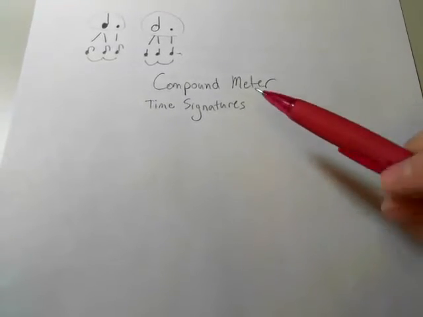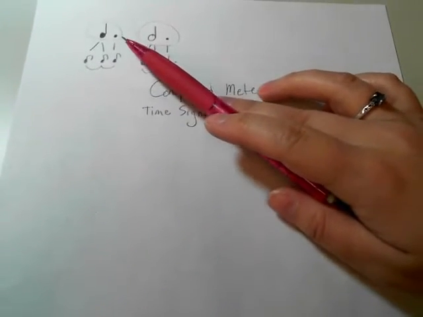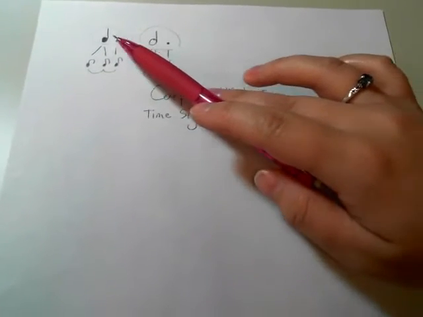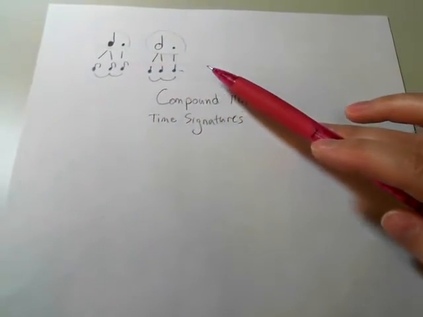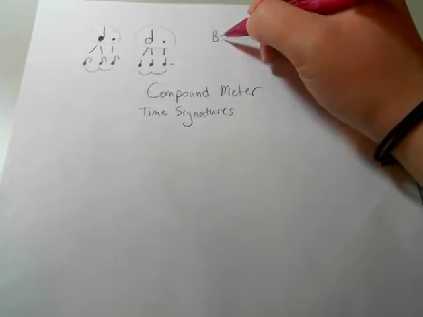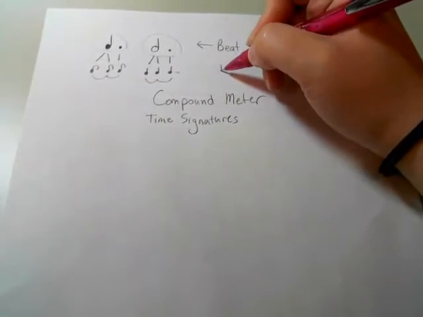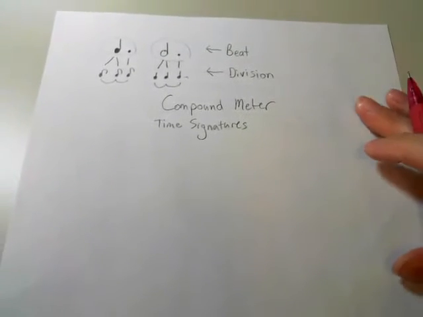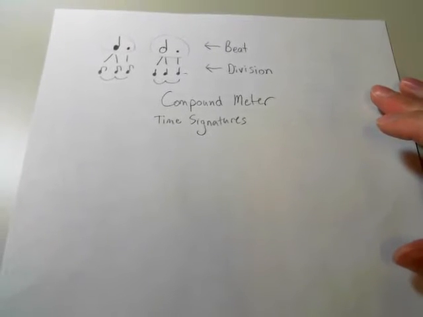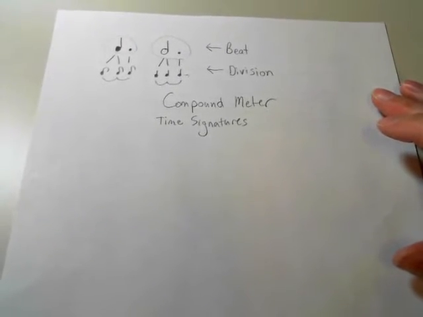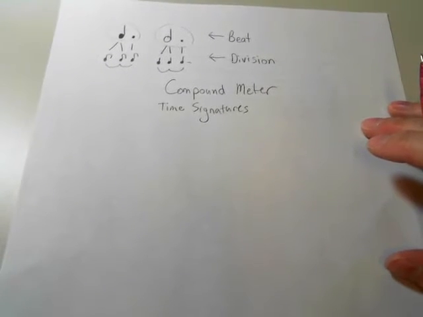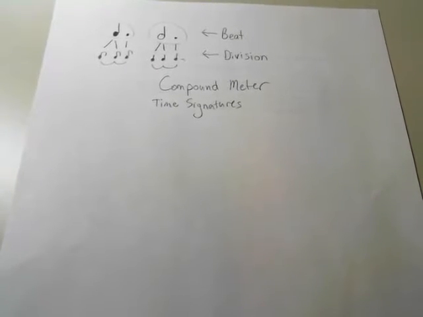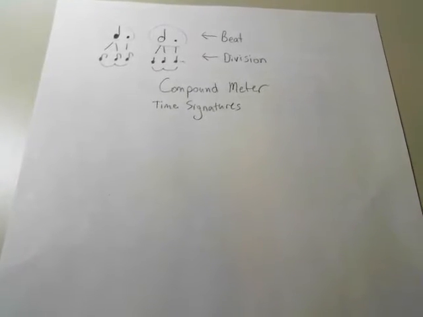So if I want to show that the dotted quarter note is my beat, I'm always going to be talking about this next level. Instead of talking about the level of beat, I'm going to talk here about the level of division. A compound meter time signature always deals with the level of division. This just means you have to think about it a little bit differently. It's not actually that difficult when you get it down. It just takes a switch in your head. If you start thinking about beats again, you're going to be a little bit confused.